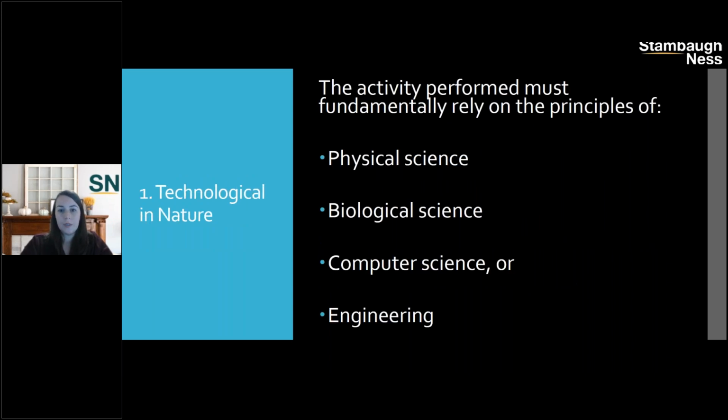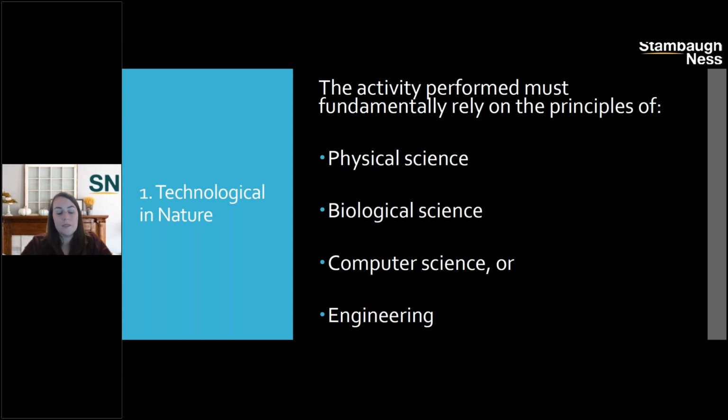So, a deeper dive into each part, starting with technological in nature. This is the process of experimentation used to discover information that relies on the physical sciences, biological sciences, engineering, computer sciences, chemistry, those types of activities. It does not include any soft sciences such as social research, arts and humanities. Those types of activities would not qualify as a hard science according to the IRS.